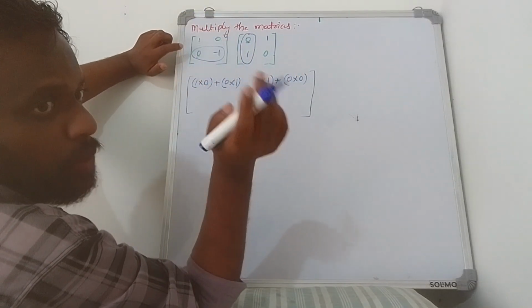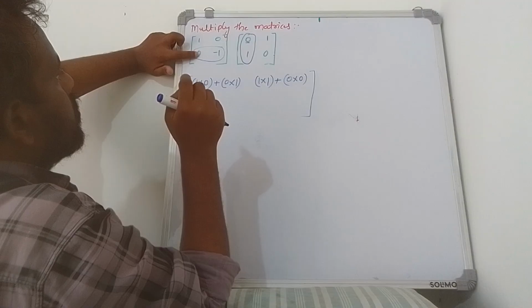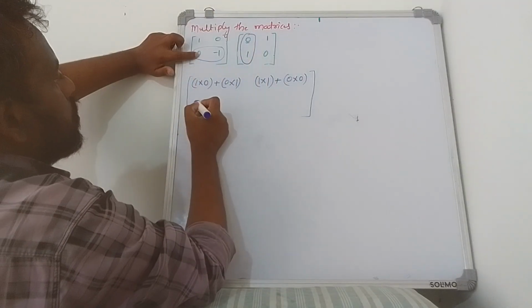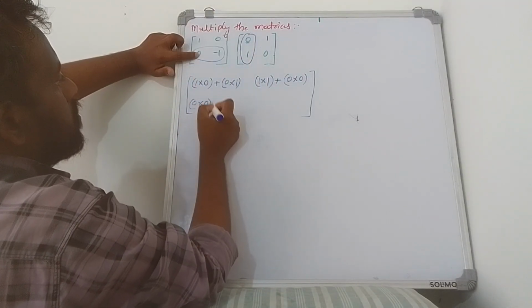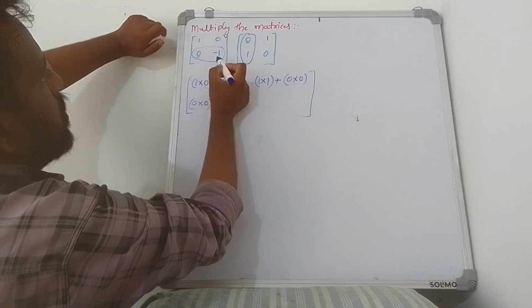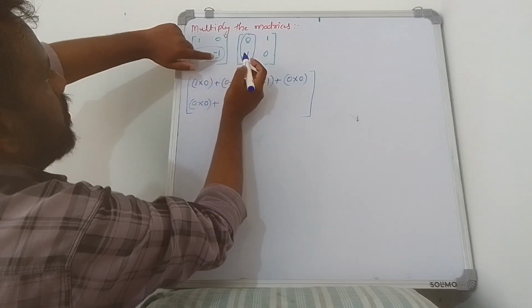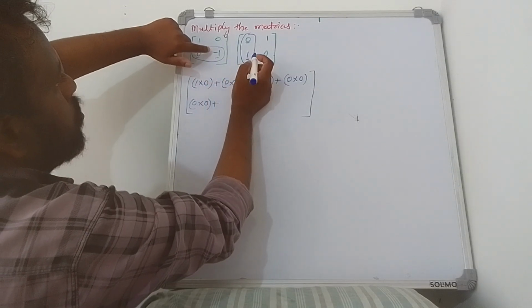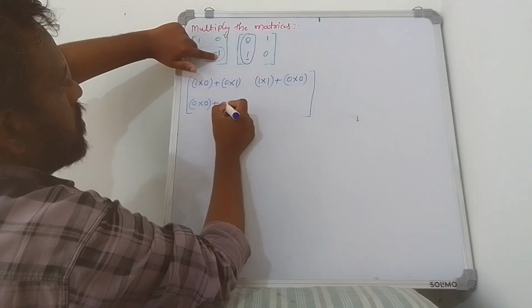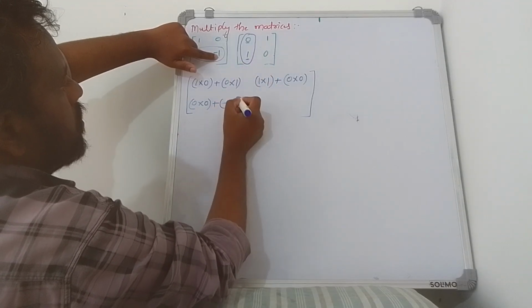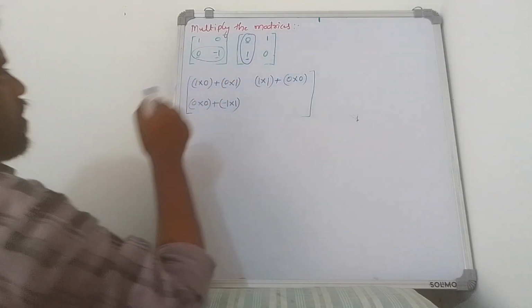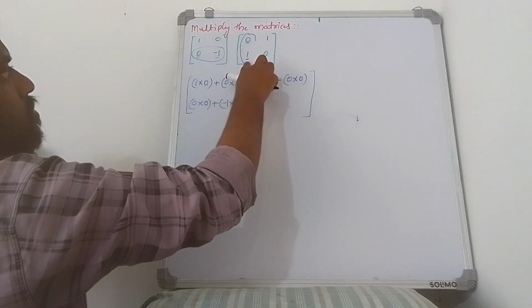I just erased to avoid confusion. Now this into this, 0 into 0, here you write bracket plus. Next, consider this second element, here this is second element, so minus 1 into 1. Okay, now this column is finished.